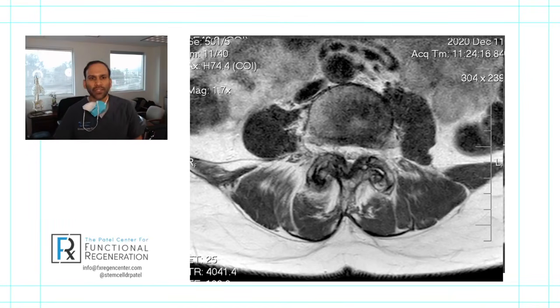Hey everybody, Dr. Patel here, going over some more low back MRI. Third part in the series. Today we're going to be talking about your facet joints.